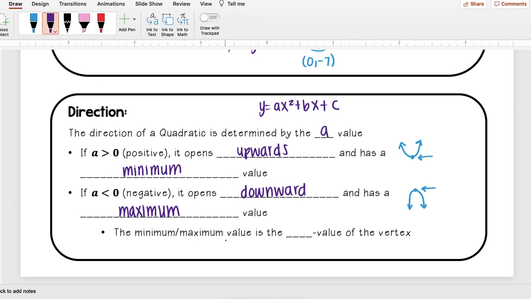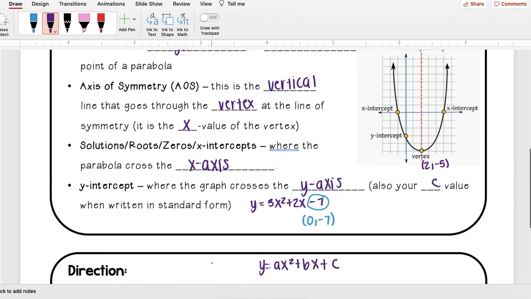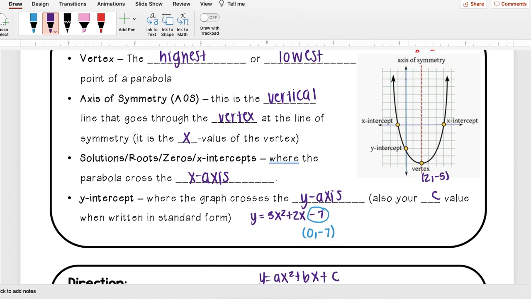And the minimum or maximum value is always going to be the y value of the vertex. So looking back at this example here, since this graph is opening upwards, it would have a minimum value, and the minimum value would be -5, the y value of the vertex.